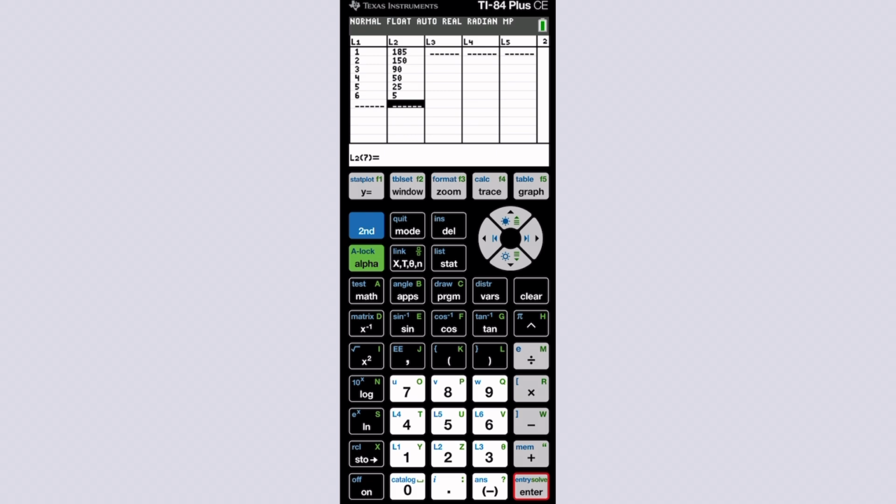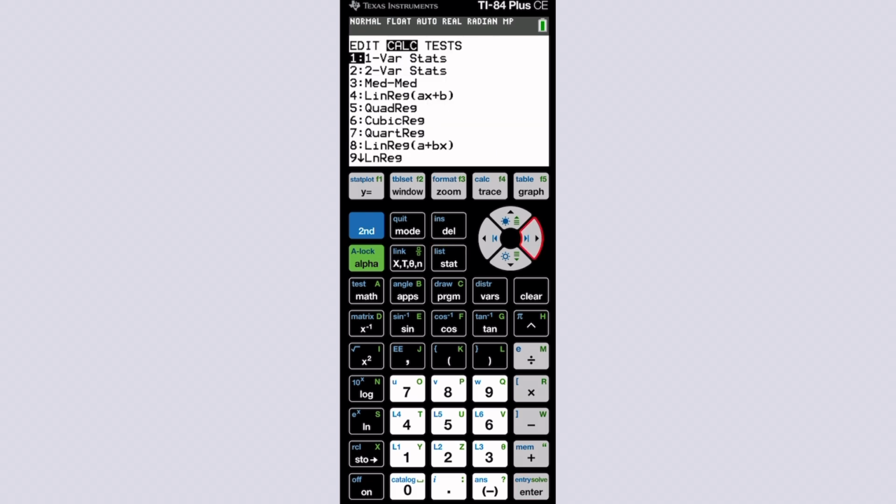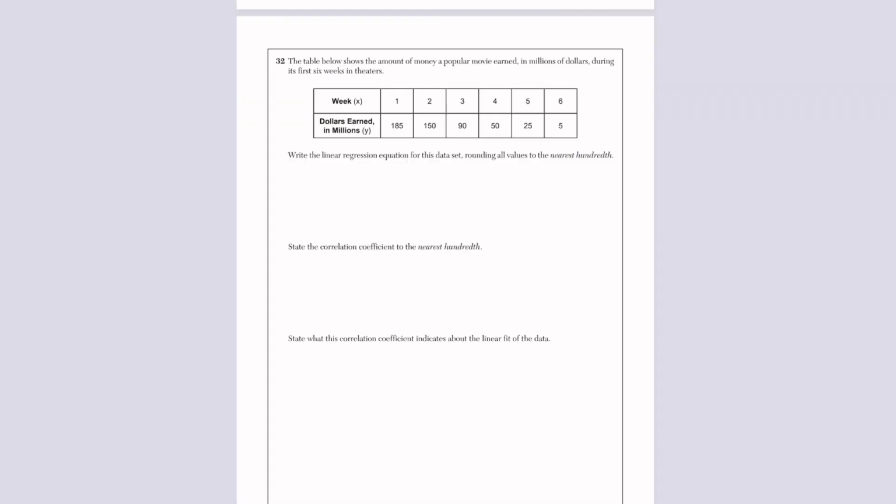And then what you do is you go to Stat, Calc, and you go down to number 4, which is linreg, which stands for linear regression line. You click enter, you make sure that your X list is there, and that's all that you're going to need. And this is what you're going to get. So yeah, this is more of a calculator question.